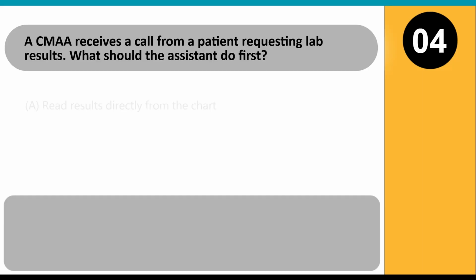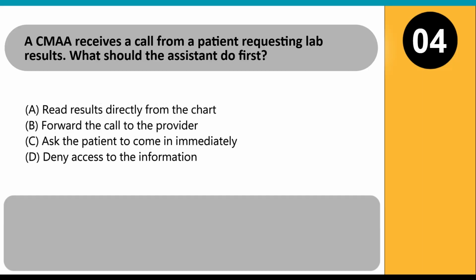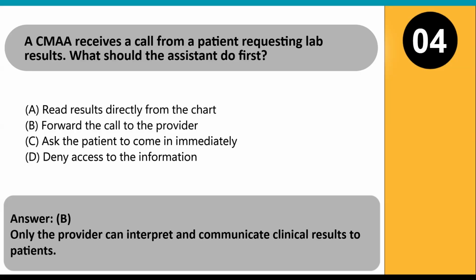A CMAA receives a call from a patient requesting lab results. What should the assistant do first? A. Read results directly from the chart. B. Forward the call to the provider. C. Ask the patient to come in immediately. D. Deny access to the information. Answer: B. Only the provider can interpret and communicate clinical results to patients.